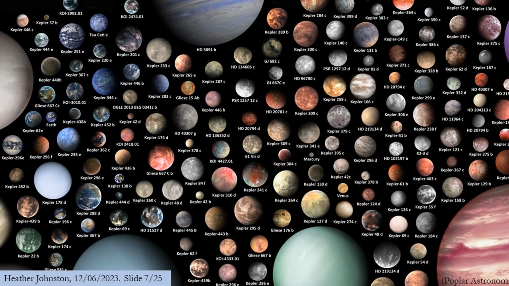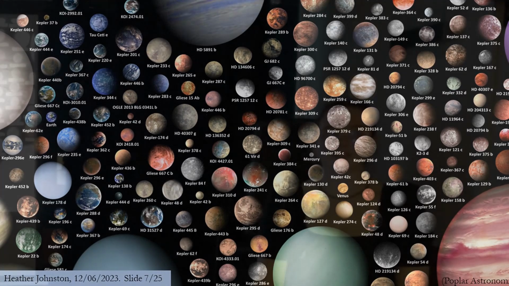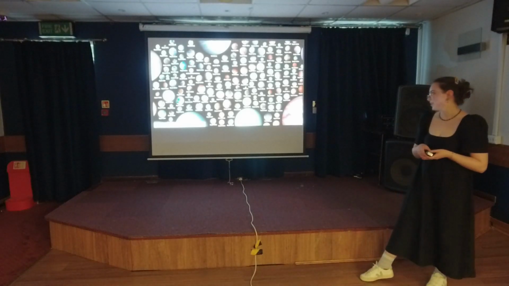So, now on to the planet part of the talk. As of June 2023, there are over 5,000 exoplanets that have been found in the NASA database. That's pretty exciting for a field that only really had its first confirmed exoplanet in 1995. So it's a very, very young field, and it's a very exciting field of astrophysics.